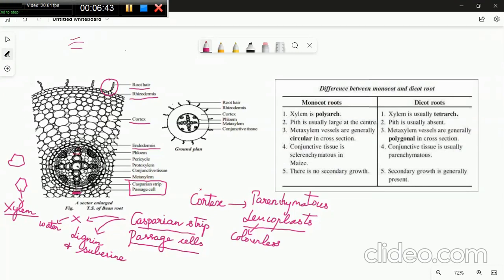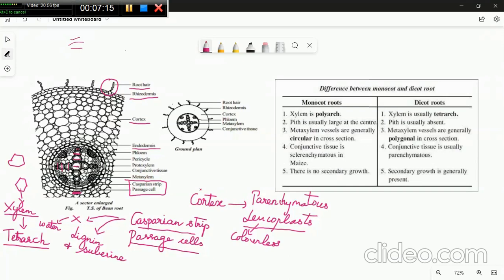1, 2, 3, 4. Here also 1, 2, 3, 4. Now 4 polygonal xylem cells are there, so it is considered as tetrarch. What is it called? Tetrarch. So this is called tetrarch. Tetra means 4. Tetrarch polygonal xylem is observed in dicot root.